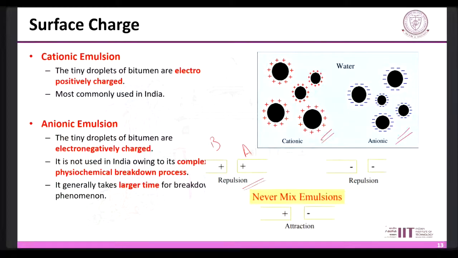And this figure shows that if the binder as well as the aggregate is positively charged, there will be a repulsion between them. And if the binder is negatively charged and the aggregate is also negatively charged, then also repulsion will occur. And if there is a different charge on both types of material, then there will be a proper attraction, due to which the bonding is very good between the aggregate and the binder.